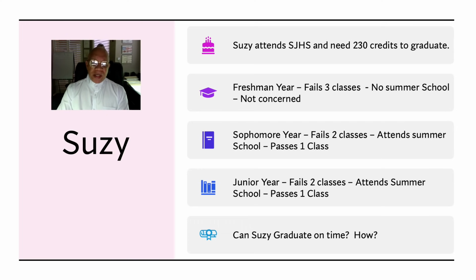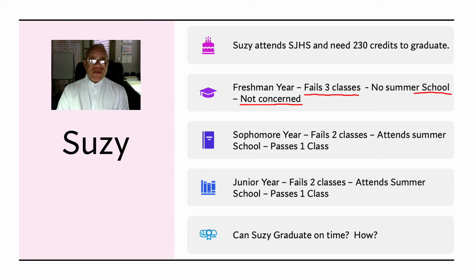Here's something that's key. Credit opportunities and time are a factor. What do I mean by that? Well, when Susie attended her freshman year in school, she failed 3 classes. That means that she lost, in this case, 15. She lost 3 classes, 5 credits each. That's 15 credits she lost the opportunity for. She didn't go to summer school either. So because she wasn't concerned, well, guess what? She lost the opportunity for 10 more credits. So she failed 3 and she didn't go to summer school. She lost the ability of earning 25 credits.